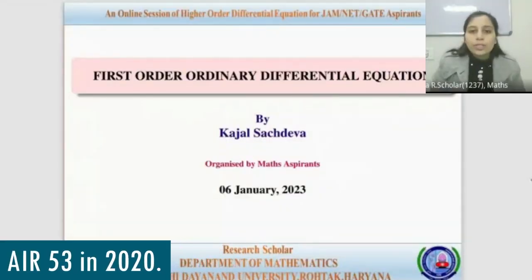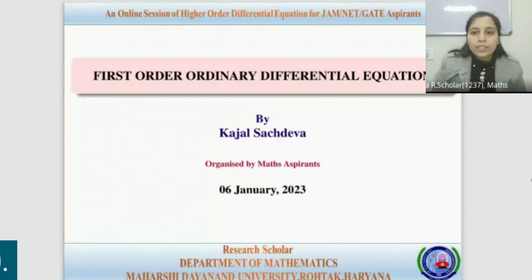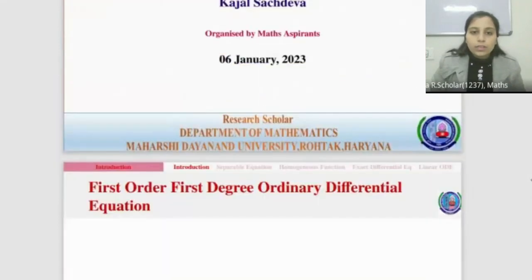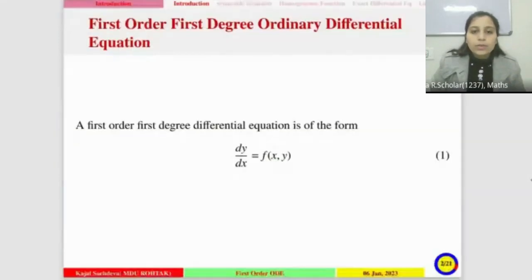Today, we are going to learn about first order ordinary differential equations. The basics of ordinary differential equations were already delivered by Miss Unnati Shukla, and you can see her lecture. Today we are going to cover first order, first degree ordinary differential equations and their solutions. A general first order, first degree differential equation is of the form dy by dx is equal to f(x, y), the function of x and y, where dy by dx is on the left hand side.